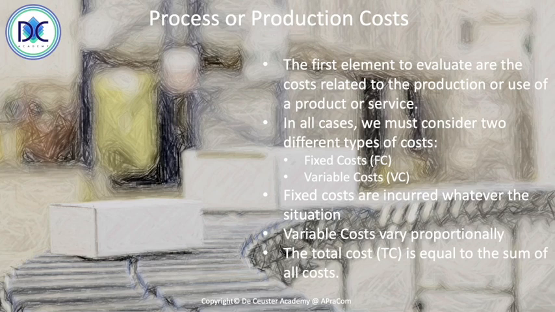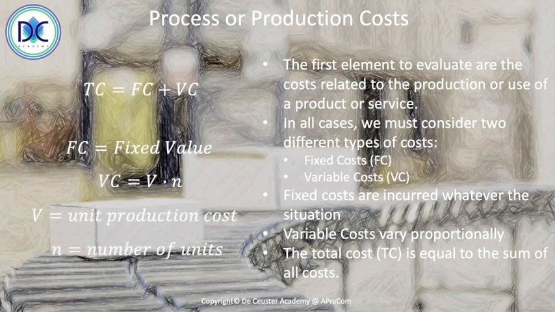The total cost is the sum of all the costs. So basically, when we look at the formulas, we have the total cost is equal to the fixed cost plus the variable cost. The fixed costs are typically a fixed value. They're the same, whatever the amount of elements we are producing. The variable cost can be expressed as a unit production cost, V, or sometimes S, it depends what I use, and N is the number of units that we are producing. So the variable costs depend on the unit production cost, and of course the number of units that have been produced or will be produced.